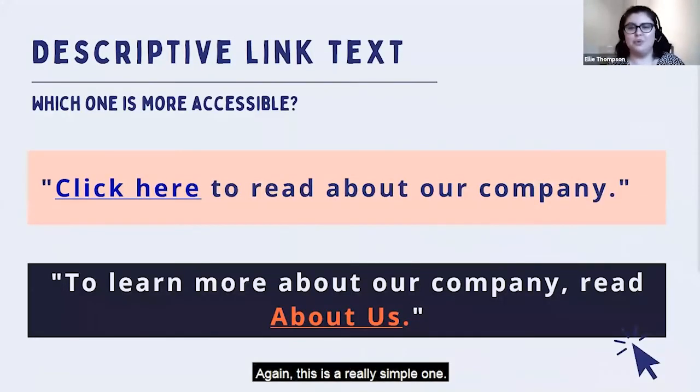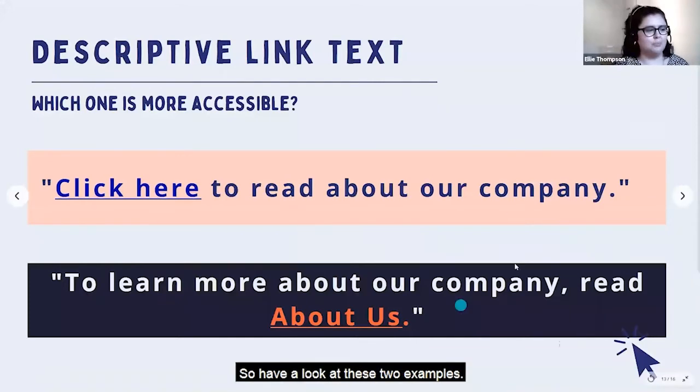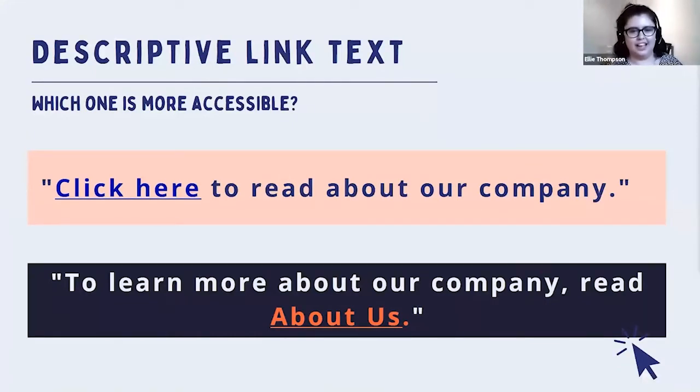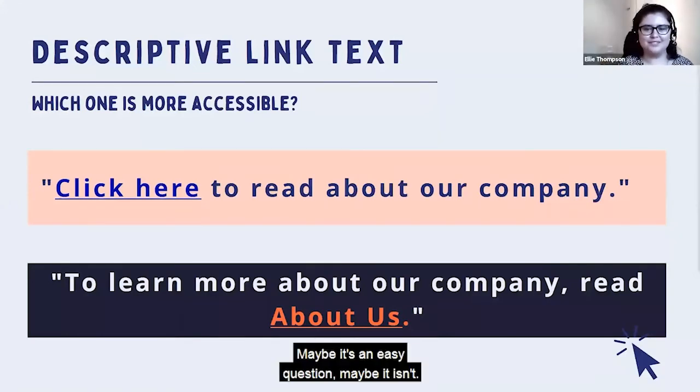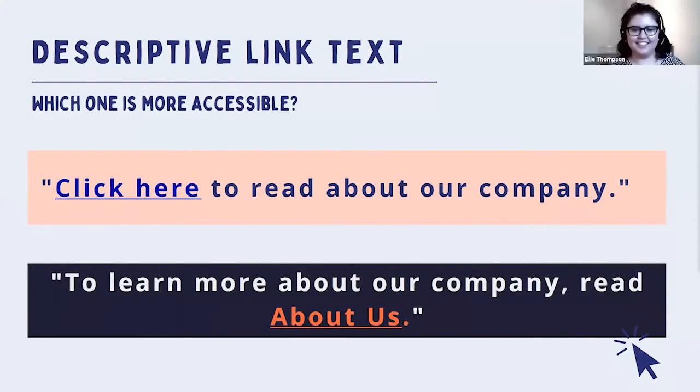Again, this is a really simple one, and this is just about making link text descriptive. So have a look at these two examples. If we say this is option 1 and this is option 2, just write in the chat which one you think is the more accessible one. Maybe it's an easy question, maybe it isn't. I'll give you a few seconds to do that.